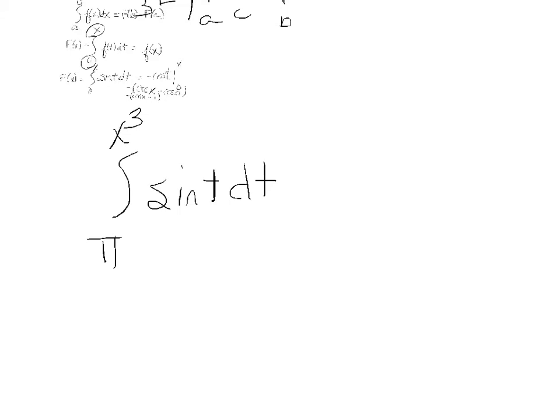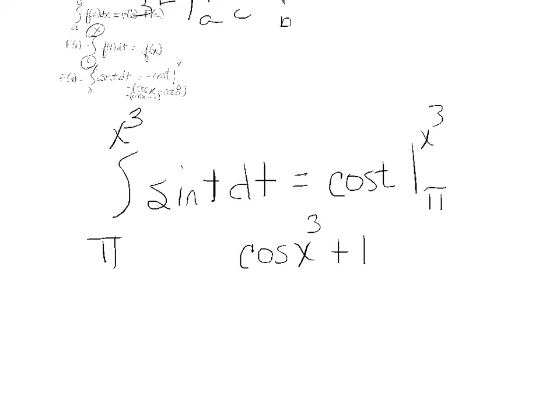Okay, we want to take the antiderivative of this integral. So what do we get when we take the antiderivative of the sine t? Negative cosine t, and we're going to evaluate that at x cubed and at pi. So when we take the cosine of x cubed, what's the cosine of pi? Negative 1. All right, so that's our function.